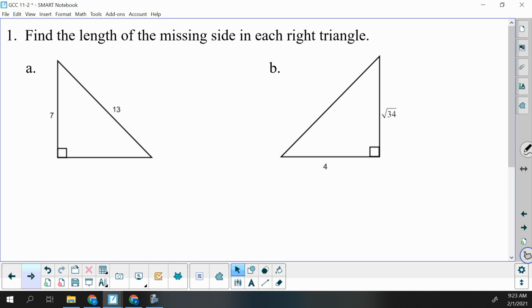So moving down to the bottom, let's practice that. We've got a right triangle. We know two of the three sides, so the third side can be found by using the Pythagorean theorem. Identify which one's the hypotenuse. Our hypotenuse is the 13.